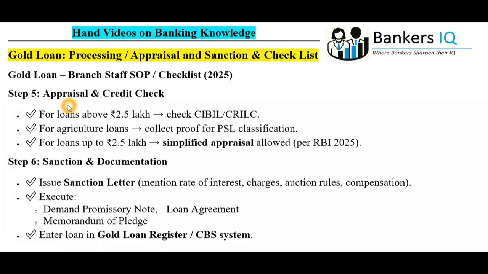Step 5, appraisal and credit check. For loans above 2,50,000, check CIBIL and CRILIC. For agricultural loans, collect proof for priority sector lending classification. For loans up to 2,50,000, simplified appraisal is allowed as per RBI 2025 circulars. Step 6, sanction and documentation. Issue a sanction letter mentioning the rate of interest, charges, auction rules and compensation. Execute the DPN, demand promissory note, loan agreement, memorandum of pledge, and enter the loan in the gold loan register and CBS system.